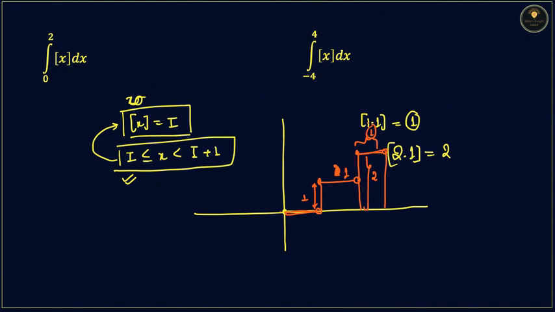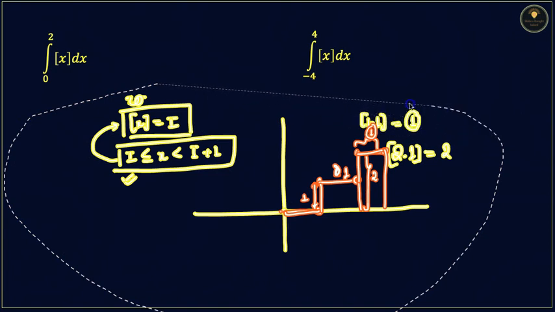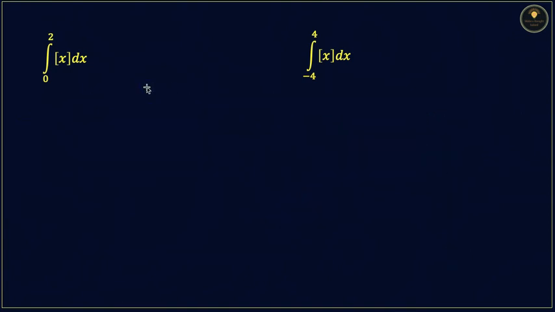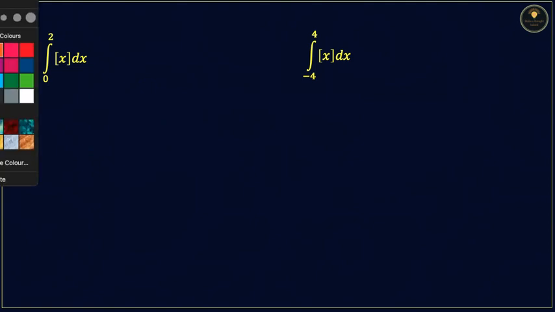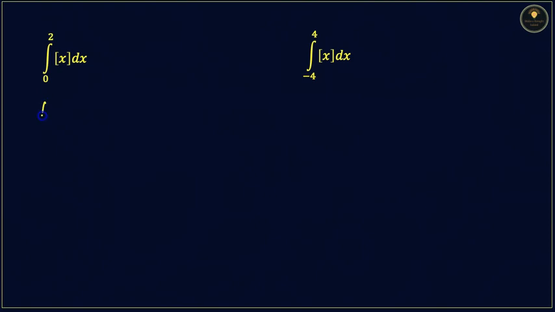So we will apply the concept of splitting the integration in order to find the integral. Let's do the first question given here. We have to find the integration from 0 to 2 of GIF of x. I will write this as the integral from 0 to 1, and then from 1 to 2. From 0 to 1 we are getting all the values equal to 0.